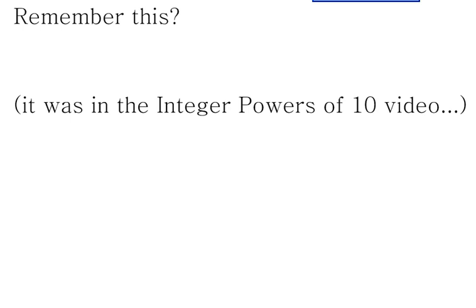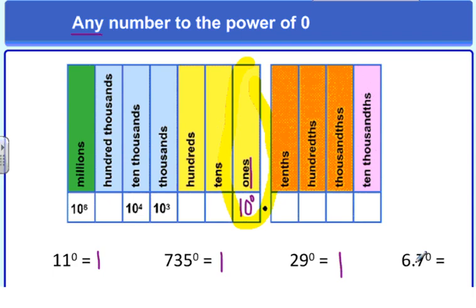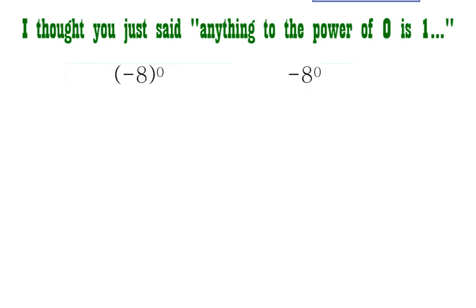We recently watched a video on integer powers of 10, and so hopefully you remember this next slide that has to do with zero exponents. And we figured out by filling in this chart and continuing the patterns that anything to the 0 power was 1. So in these examples down at the bottom, 11 to the 0 power is 1. 735 to the 0 power is 1. 29 to the 0 power is 1. And 6.7 to the 0 power is 1. So we're just taking a moment to remind ourselves of this and go a little bit further.